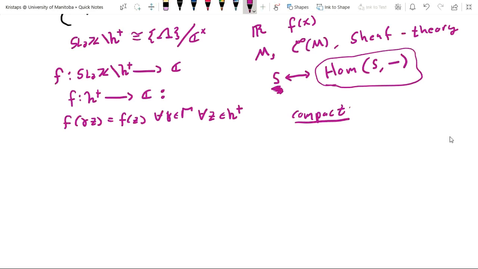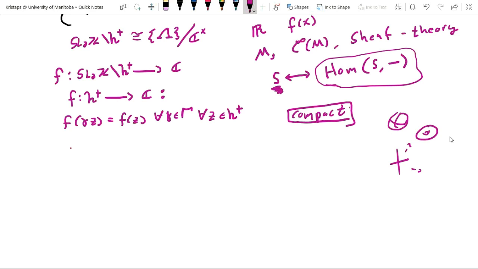For example, spheres are compact, so are tori, but say the entire complex plane is not compact because you can run infinitely far away from the origin. So we like compactness. There's lots of things we can say and do with compact objects. So we would prefer to actually make the complex upper half plane compact.